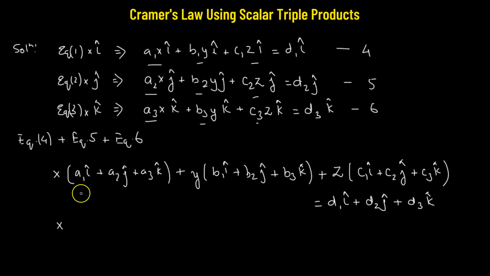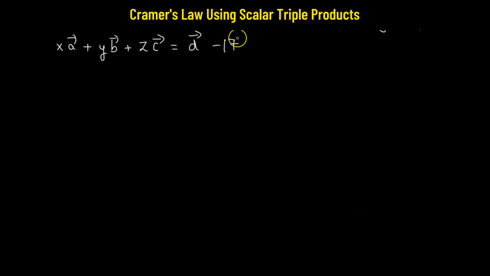So this can be written in the vector form as x times a vector plus y times b vector plus z times c vector, and this will be equal to d vector. Let's call it equation number 7. This is the condensed form for all the three equations of the linear system. Now what we'll do, we'll take equation number 7 and dot each of the terms with b cross c.